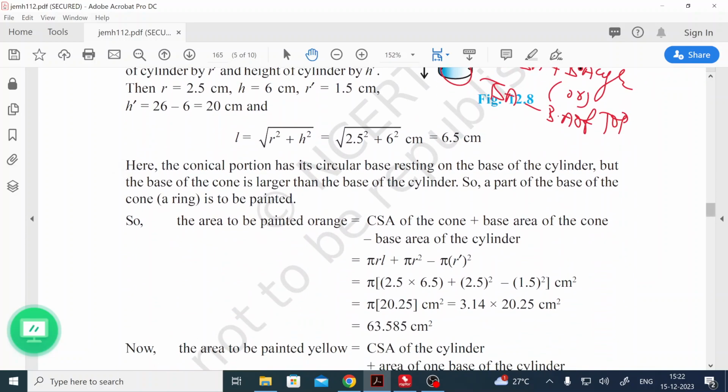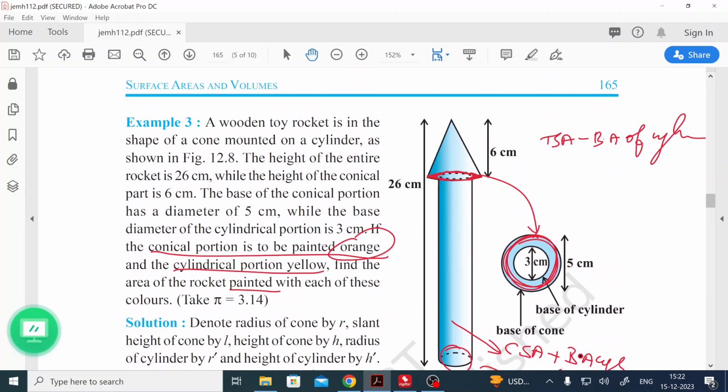See here. Orange color, they used CSA. I said here total surface area. The same thing we can go like the R formula. CSA of first plus what is it? Base area of this formula. What is that? Base area of cone minus base area of cylinder. Like that we have to do.